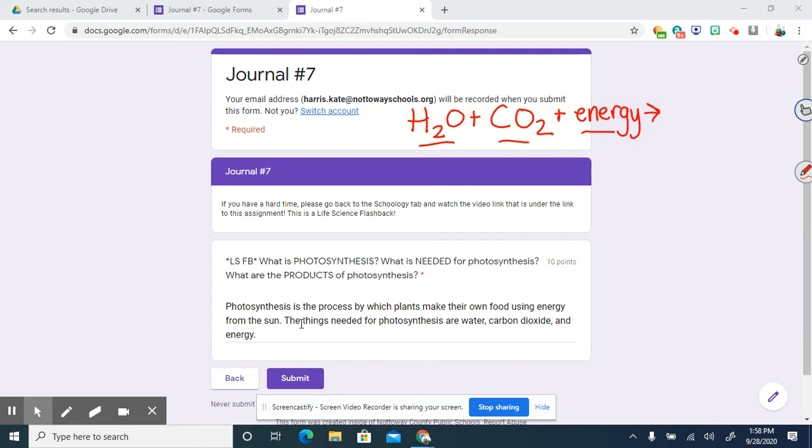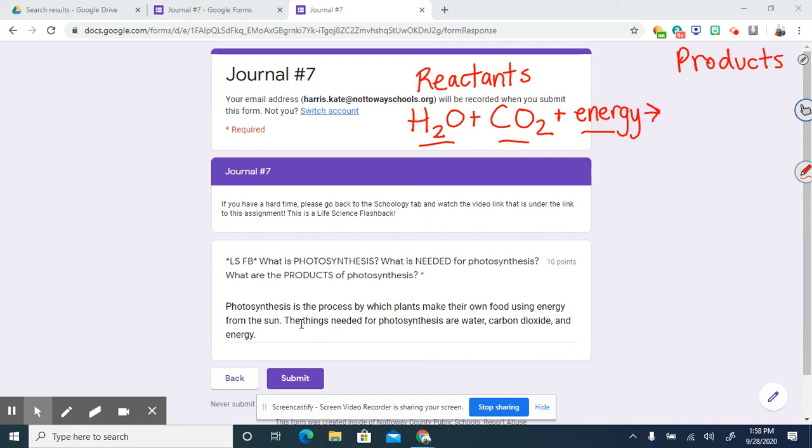What are the products of photosynthesis? So these are the reactants, the things that are needed. And now we need the products, the things that it makes. So what are the 2 things that plants make? They make sugar and oxygen. That's right, sugar and oxygen.